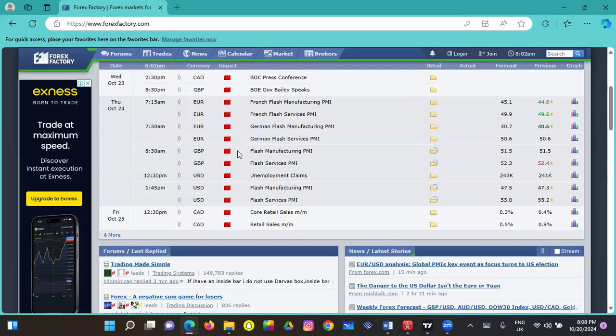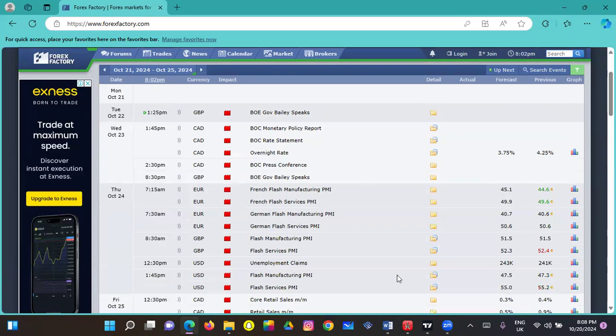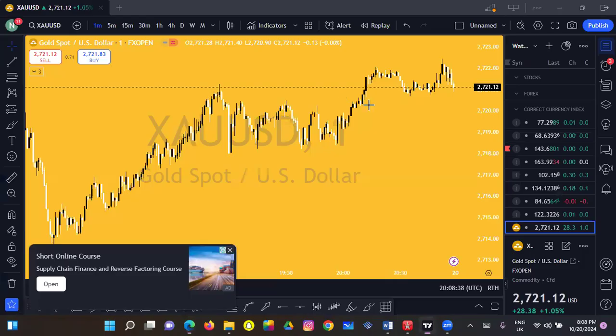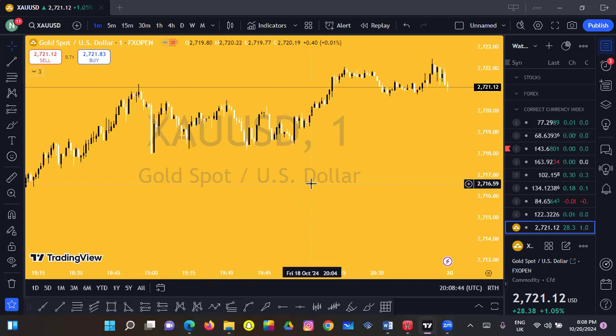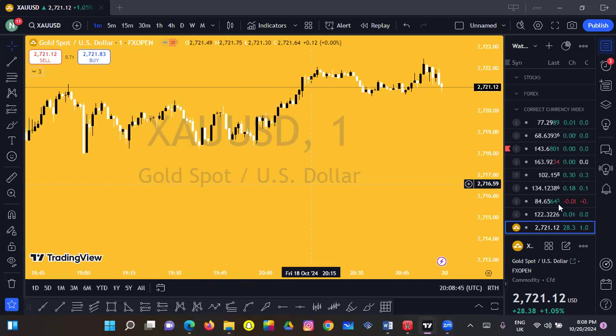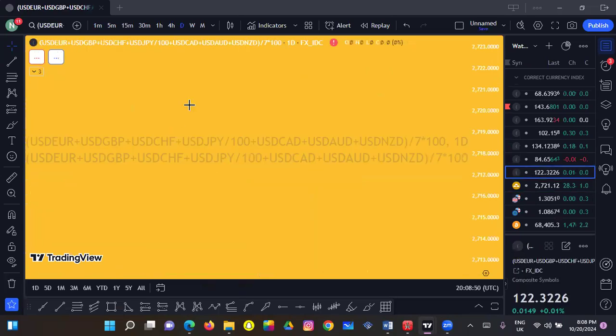So let's quickly move on to the chart and check what happens technically. All right, so technically, let's quickly start from the dollar index. This is the dollar index, which I think only few of us have.